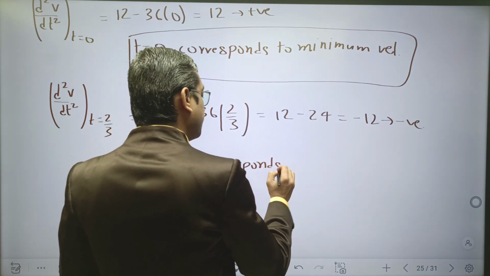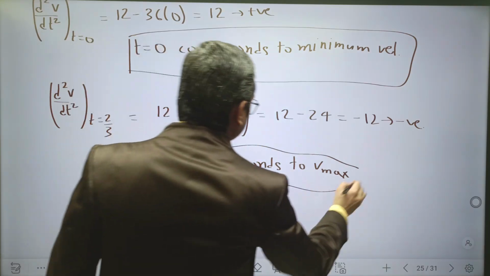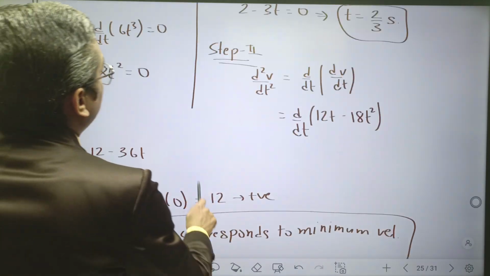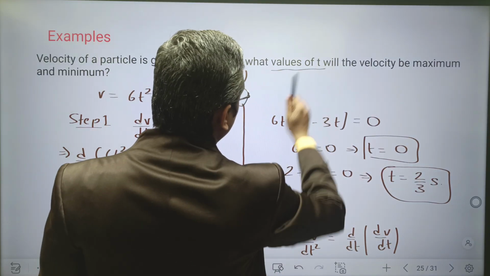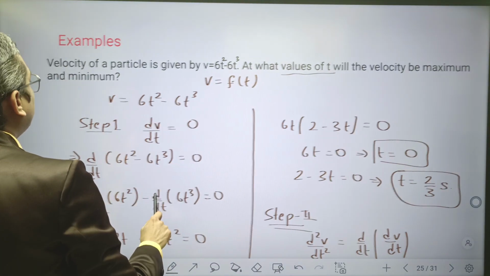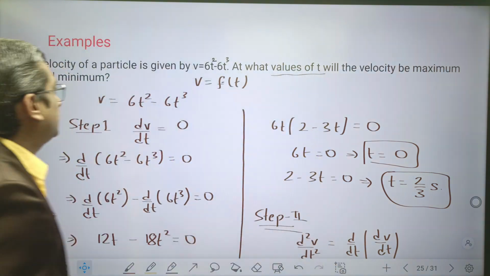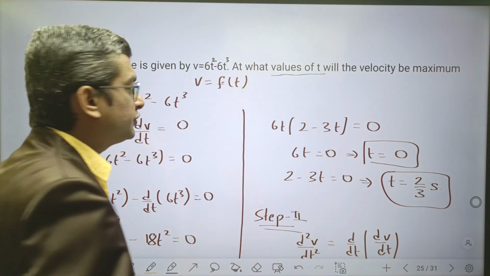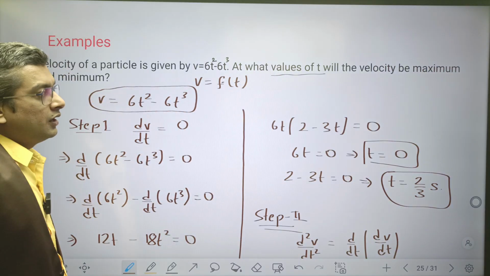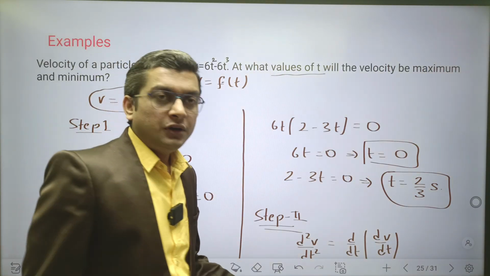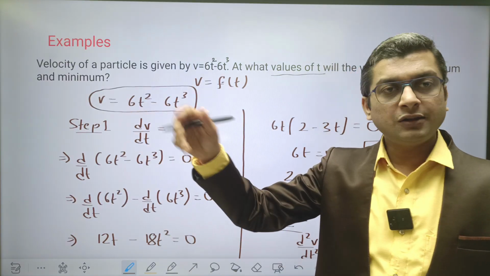to v maximum. So we have found that at t is equal to 0 and t is equal to 2 by 3, velocity will be minimum and maximum. Now if the question further asks to find the maximum and minimum value of velocity, then what will you do? You put the values of t, that is 0 and 2 by 3, in the given expression of velocity. From here you get the minimum velocity and maximum velocity.